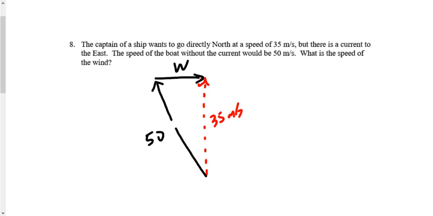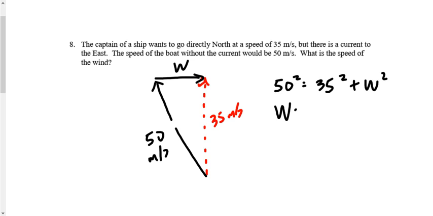Now, this is a little bit different than anything else you solved for thus far, because it's not the hypotenuse. We're going to say 50 squared is equal to 35 squared plus W squared. Or W would be equal to the square root of 50 squared minus 35 squared. Does that make sense? Not 50 squared plus 35 squared? Because you're not looking for the hypotenuse here. You're looking for one of the other vectors. For the first time, you're looking for not the resultant vector, and you're looking for not the hypotenuse.